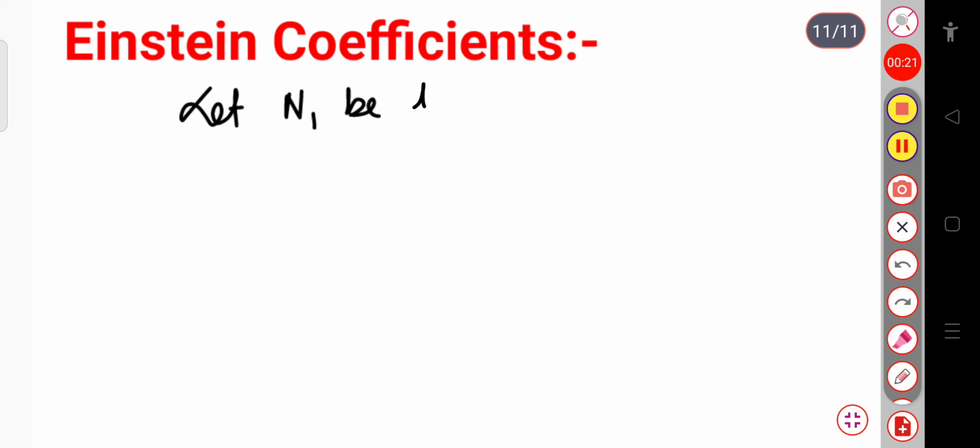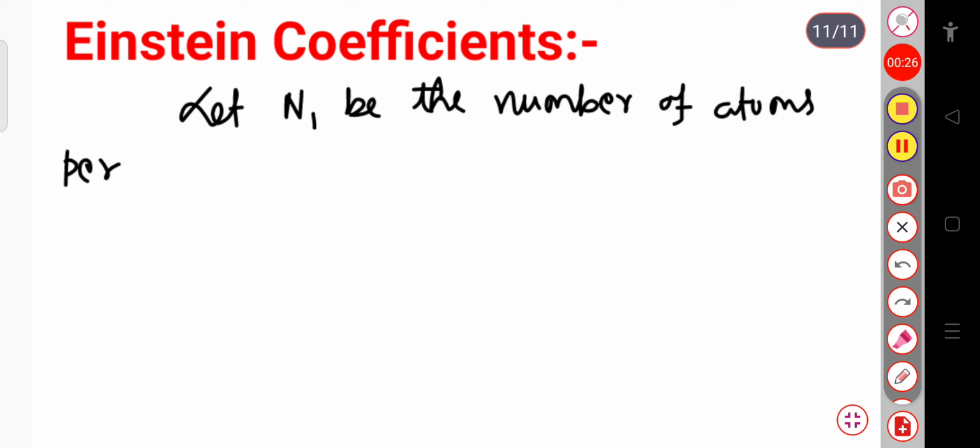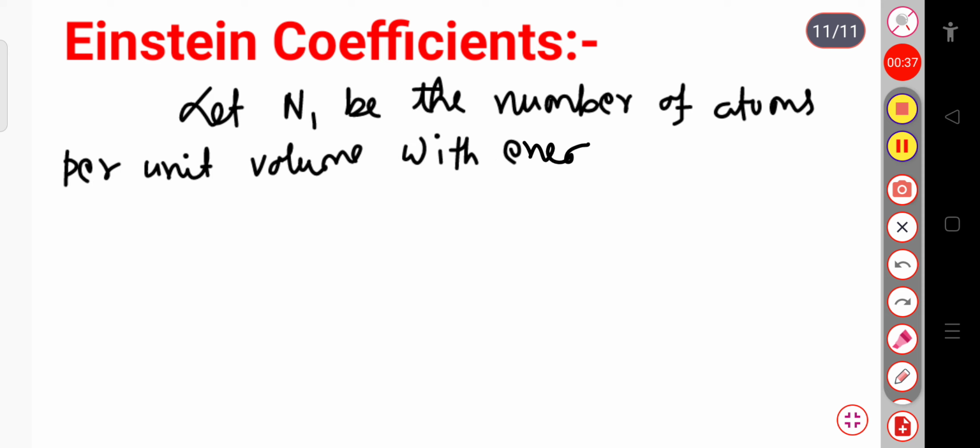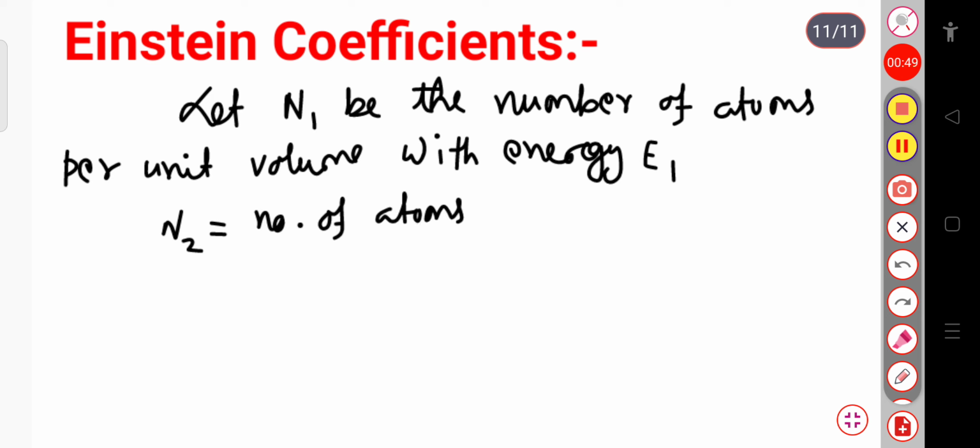Let N1 be the number of atoms per unit volume with energy, suppose E1, and N2 be the number of atoms per unit volume with energy, suppose E2.